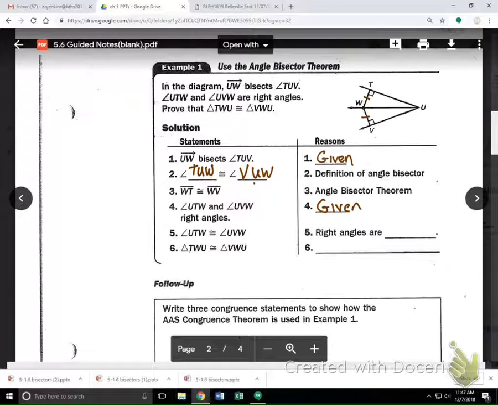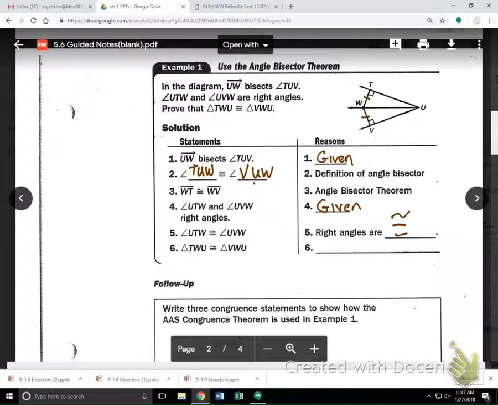Okay, our next one is that angle UTW is congruent to angle UVW. How did we know that? So those are these 2 angles. How do we know these 2 are congruent? They got the right angle. Yep, and we know all right angles are congruent because they all have the same measure of 90 degrees. So now we know this portion. How can we prove that triangle TWU is congruent to VWU?